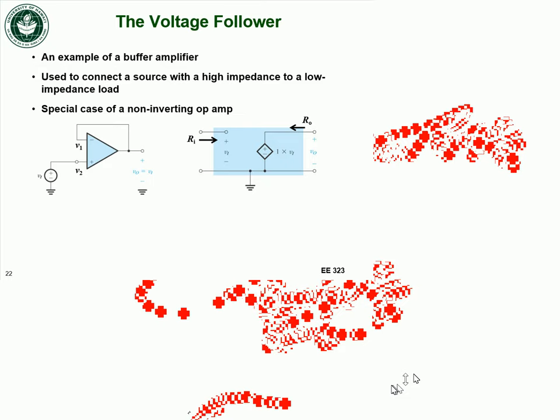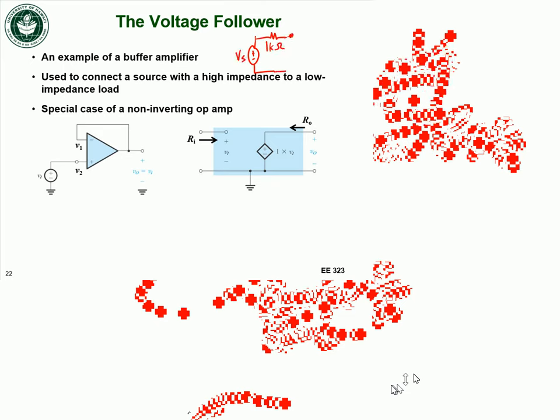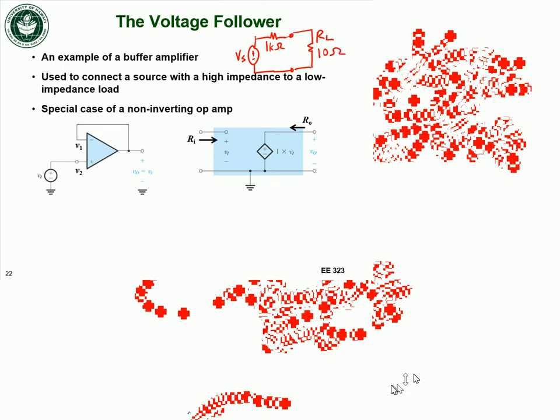So we looked at that with cases like if I had a circuit like this. This is my source resistance, and this is high, let's say it's 1 kilo ohm. And I connect that source directly up to a low load resistance. Say my load resistance is 10 ohms. Then I'm not getting very much of this voltage transferred to the load.